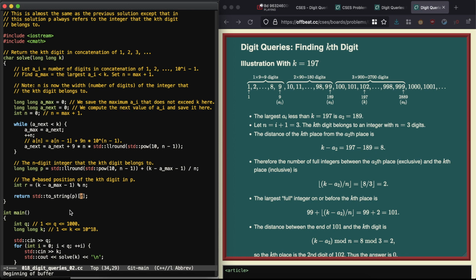And this brings us to the end of this problem, which is digit queries. We will meet again tomorrow. I'll just check if there are any comments. If you have anything more to share, please feel free to do so.